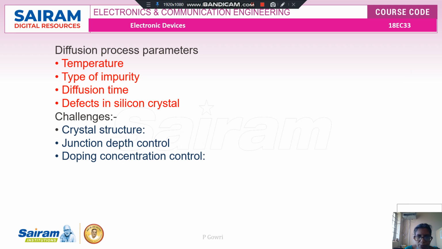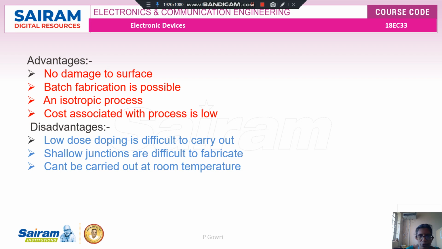The diffusion process mainly depends upon the temperature at which the process happens. Also, the type of impurity plays an important role in the diffusion. The diffusion time is the time taken for the process, and the defects in the crystal also play an important role. The crystal structure, the junction depth control, and the doping concentration control are the main challenges we face in the diffusion process.